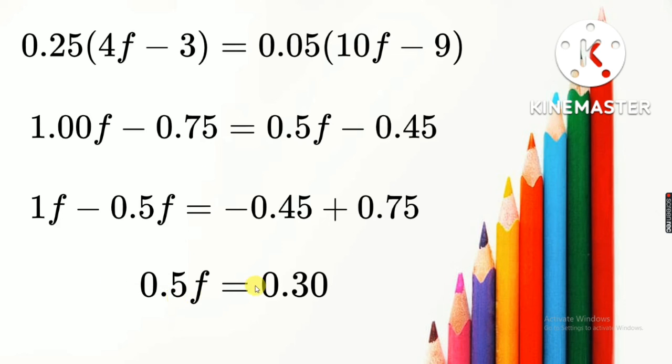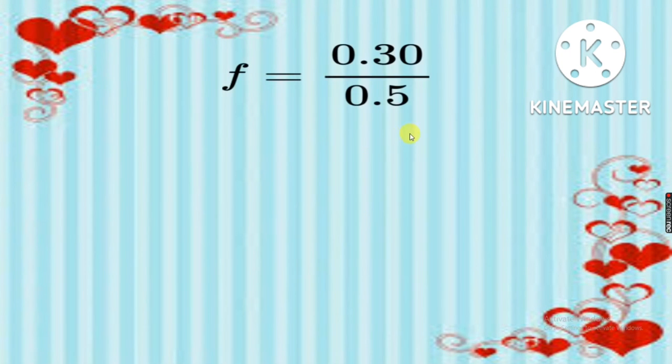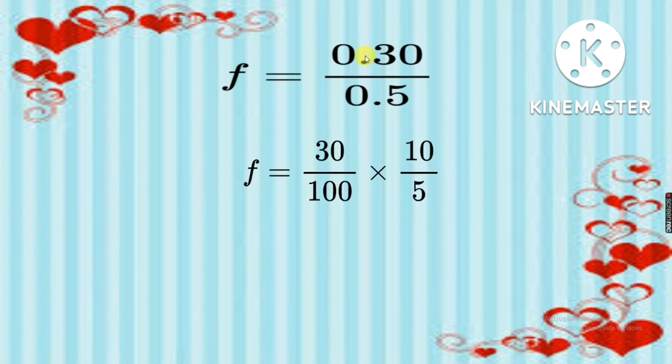Okay, when we subtract 0.5 from 1, we again got 0.5f is equal to, subtracting 0.45 from 0.75, we got 0.30. Now we would transpose 0.5 to the other side. We got 0.30 upon 0.5. Further simplifying it, removing the decimals, we got 30 upon 100 multiplied by, here decimal goes and we come up with 10 upon 5.